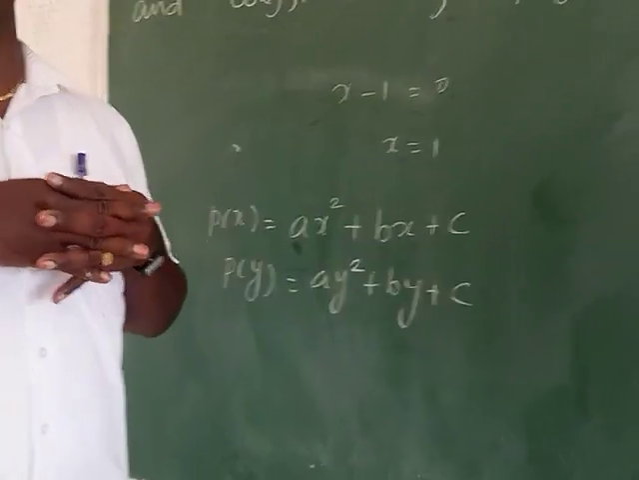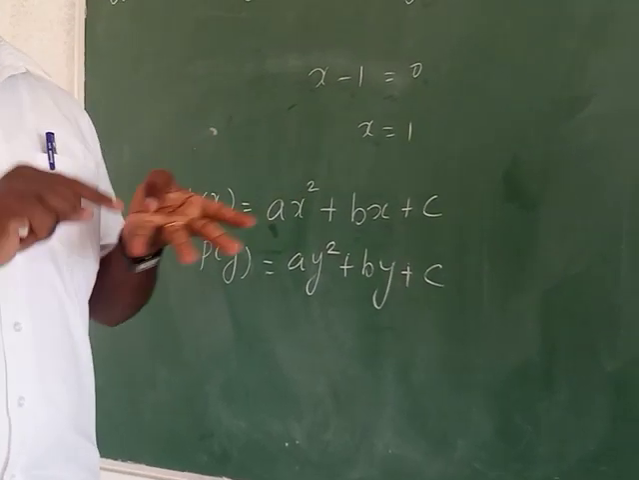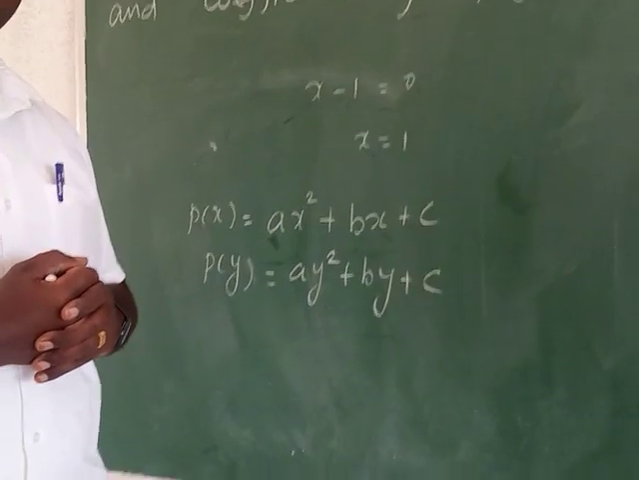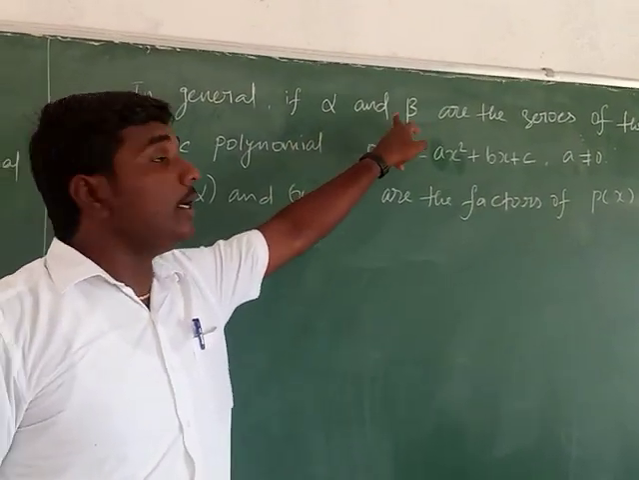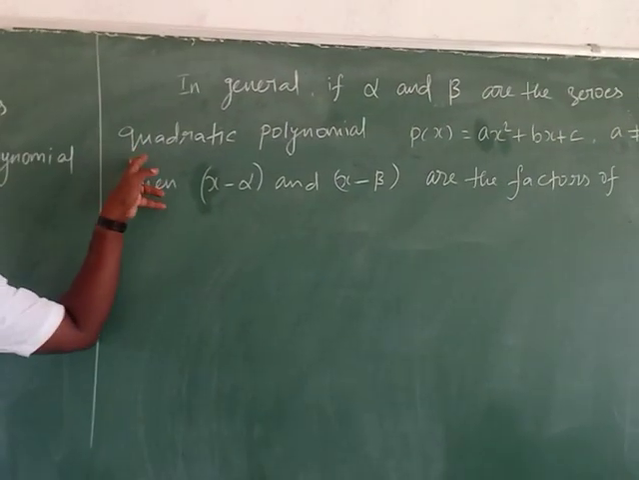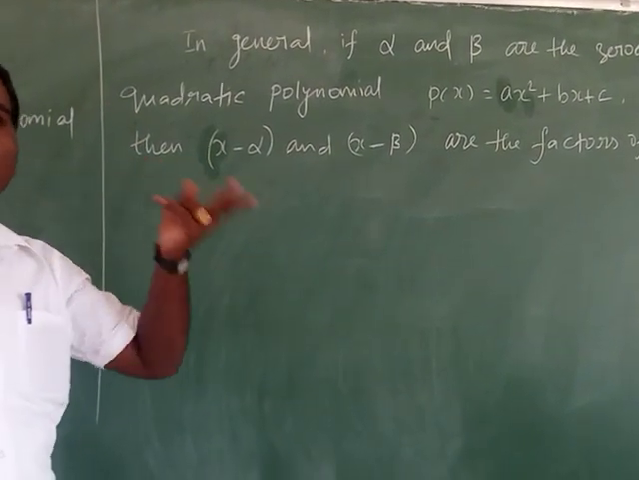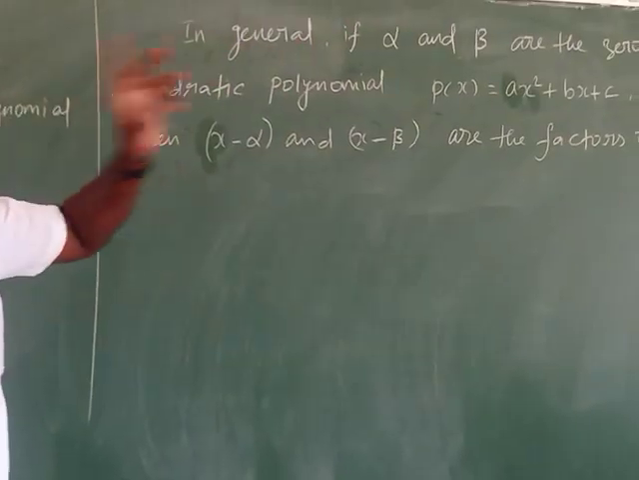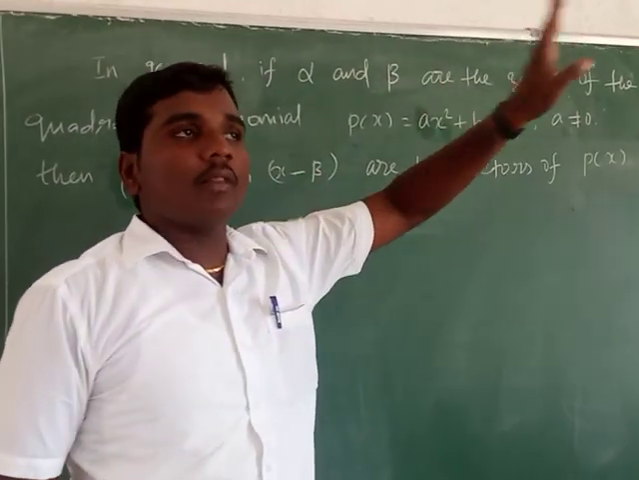Relationship between zeros and coefficients. If alpha and beta are the zeros of the quadratic polynomial, a quadratic polynomial has at most two zeros. The two zeros are named alpha and beta: one zero is alpha and one zero is beta. The polynomial p of x is equal to ax square plus bx plus c, with a not equal to 0.